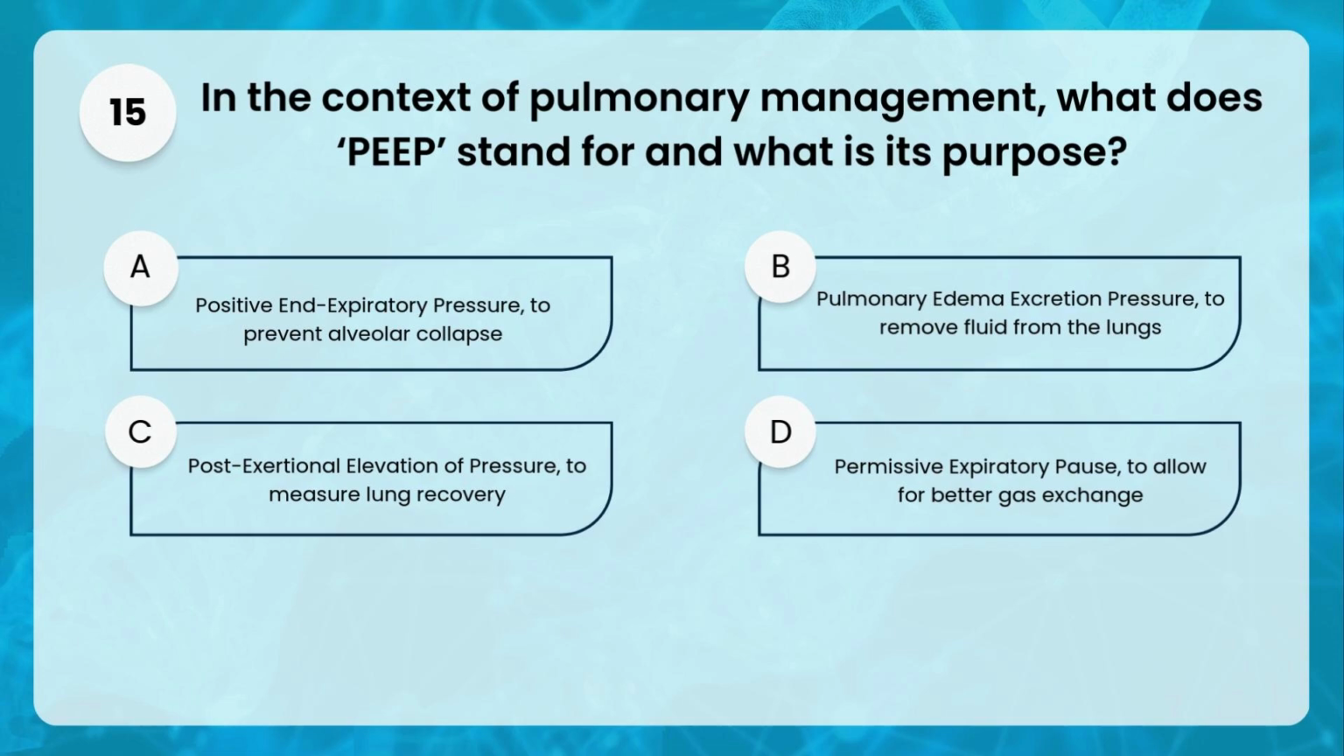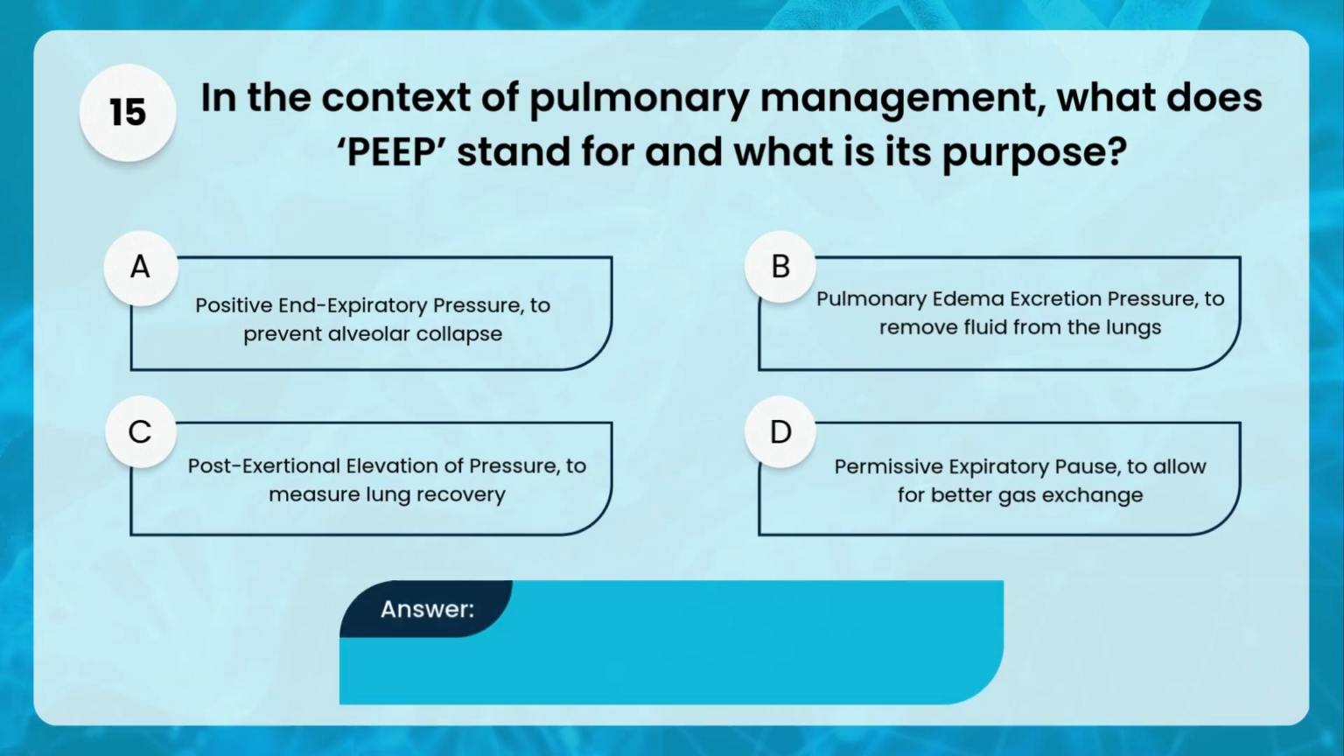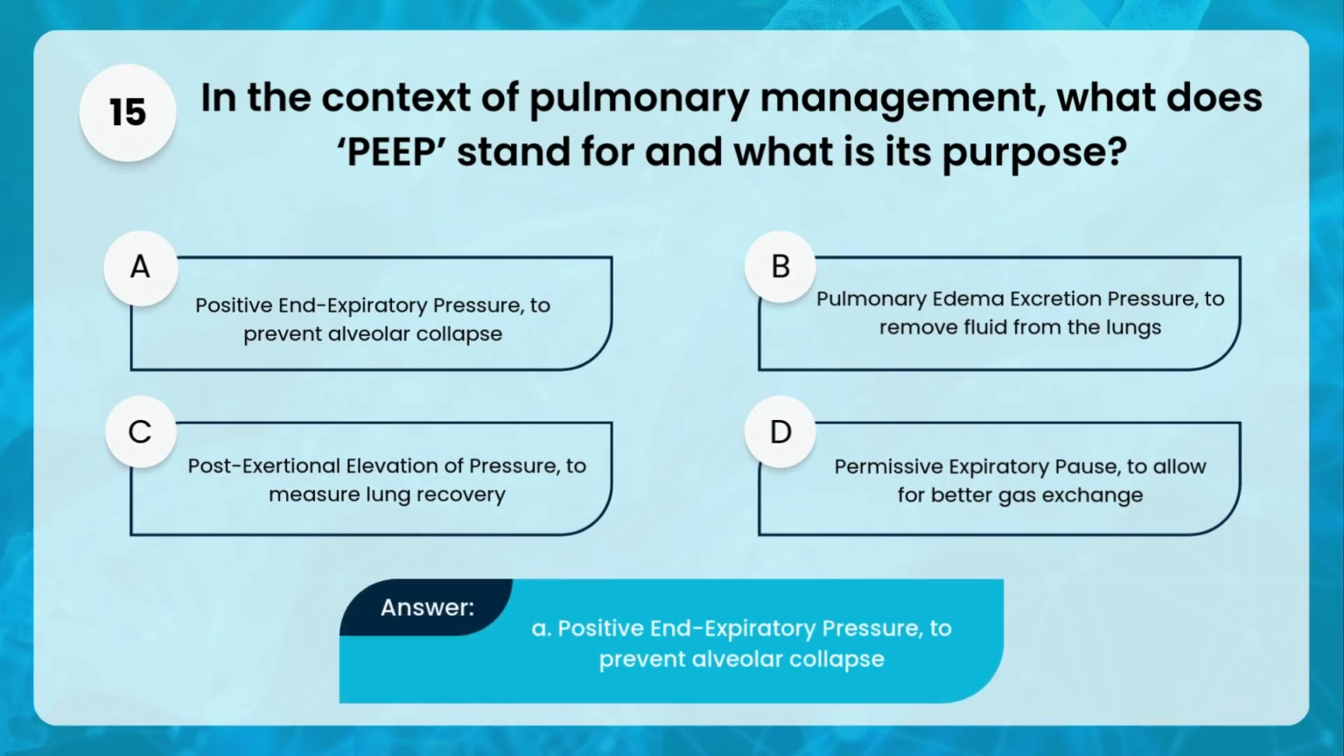Pulmonary edema excretion pressure to remove fluid from the lungs. C. Post-exertion elevation of pressure to measure lung recovery. Or D. Permissive expiry pause to allow for better gas exchange. The answer is A. Positive end expiratory pressure to prevent alveolar collapse.